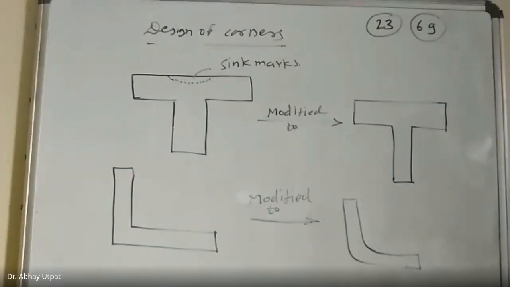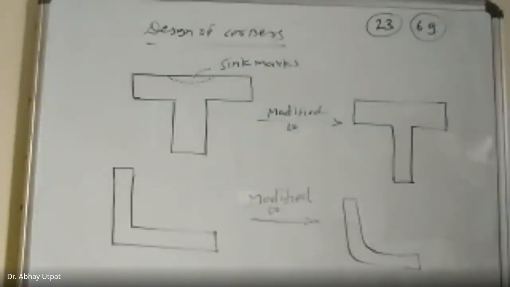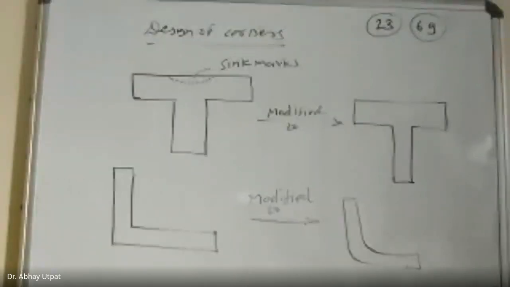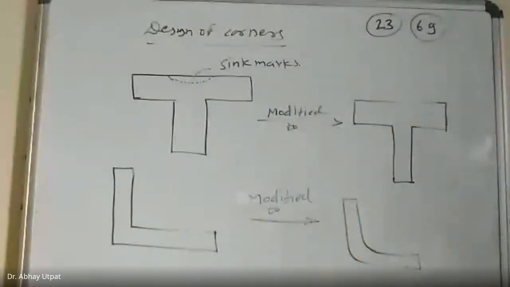So it is a very simple thing that in case of wall thickness and in case of rib, it is always better to maintain that relation. The relation is that 60 to 80% of the wall thickness. Then you can avoid the sink marks and other problems.